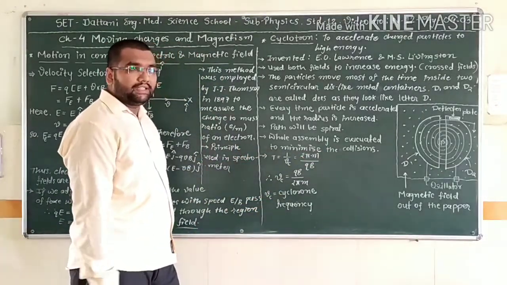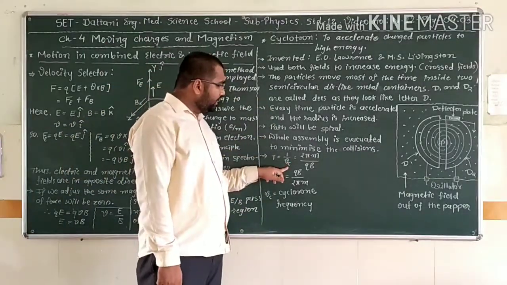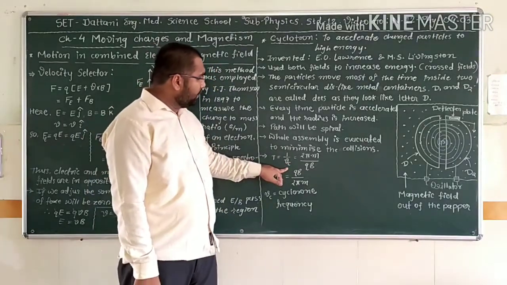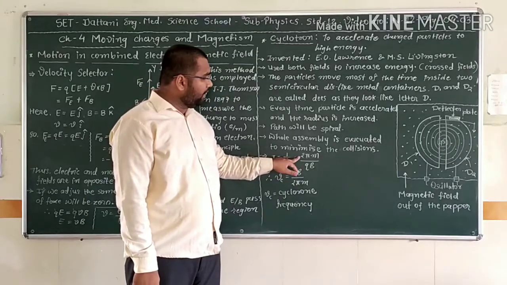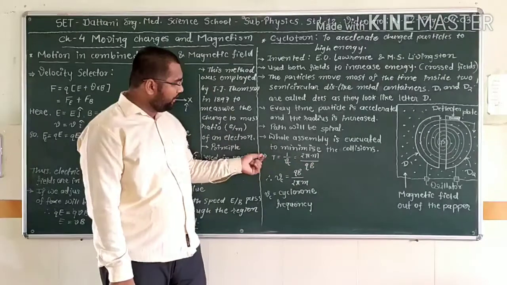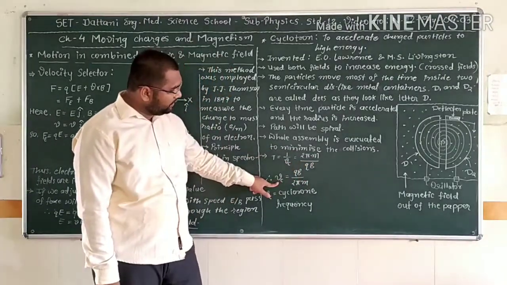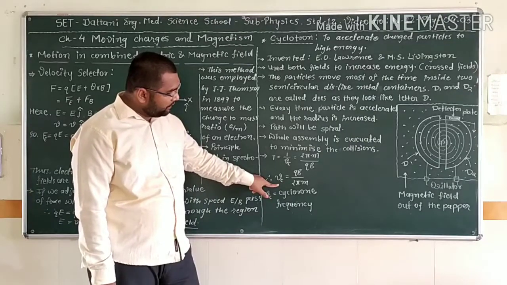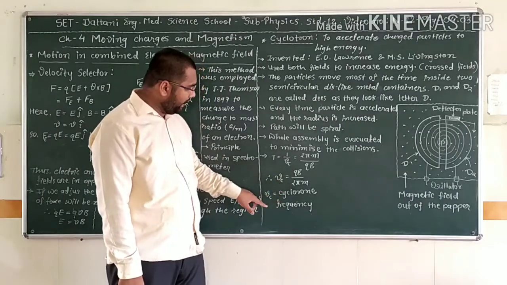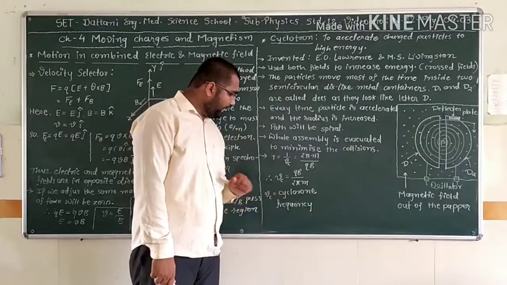If we talk about the time, time t equals 1 upon v. Here vc equals the frequency of the cyclotron. So the frequency has the formula 2πm upon qB. This is the formula of the time period. So vc, the frequency of the cyclotron, equals qB upon 2πm. So vc is called the cyclotron frequency.